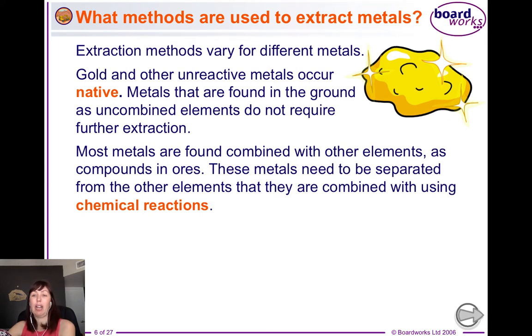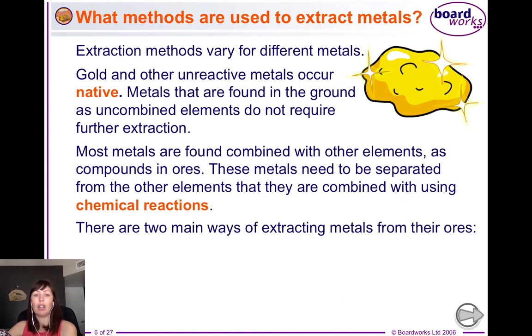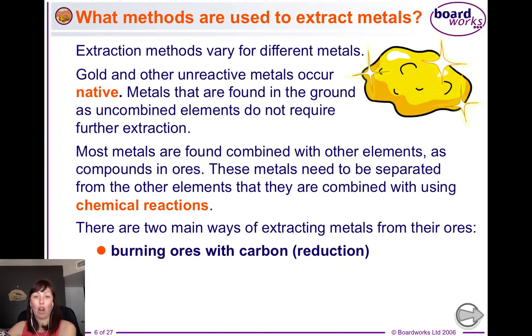Most metals are found combined with other elements as compounds in ores, and so these metals do need to be separated from the other elements they're combined with. Many times, people in industry use chemical reactions to separate these metals from their ores. There are two main ways of extracting metals this way: burning ores with carbon, which is called reduction, or electrolysis. We're going to talk about both of these methods over the next few lectures.